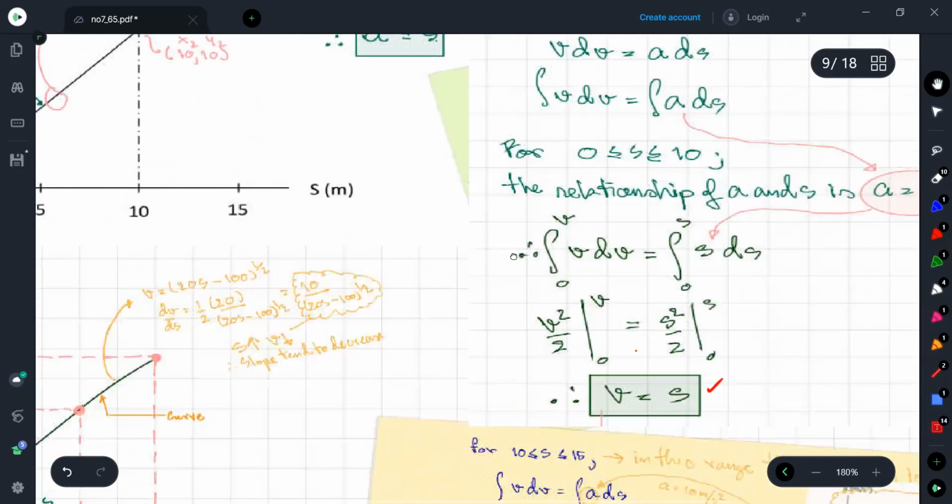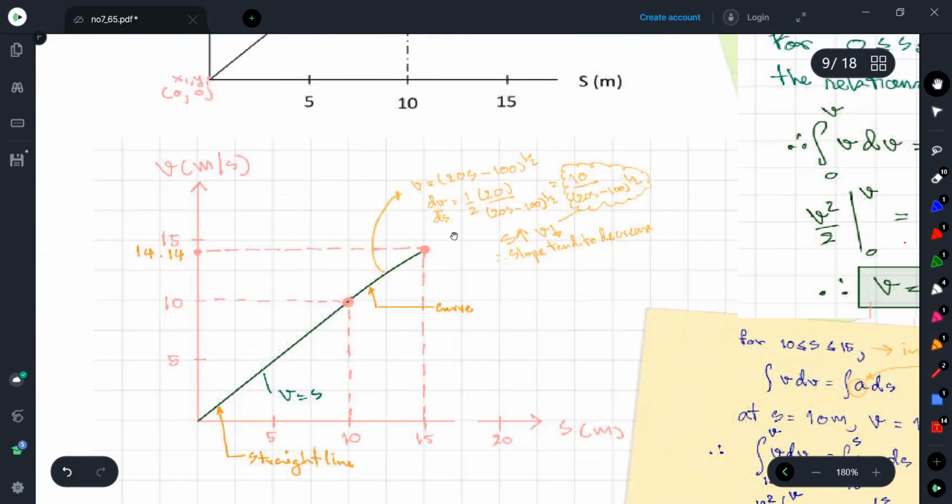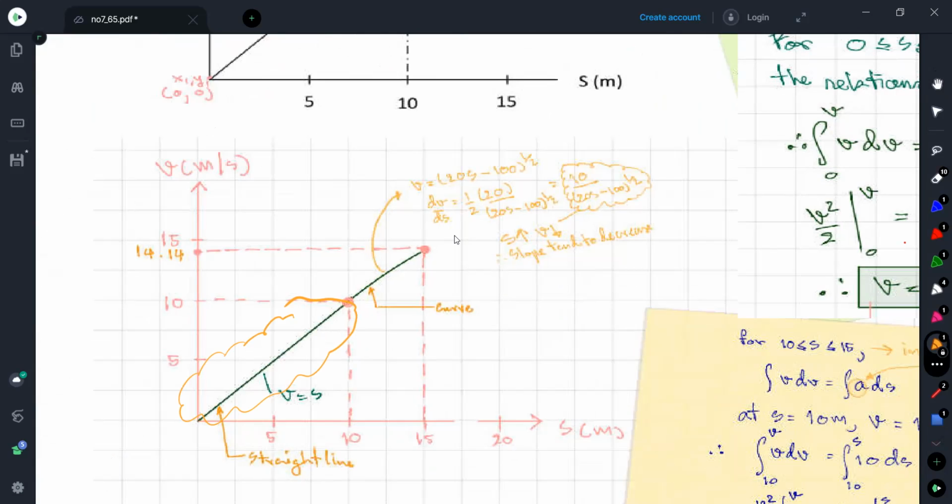It means that for V equals S for the first range, we can plot the graph here. It is a linear graph because the slope is 1, and the relationship is V equals S.